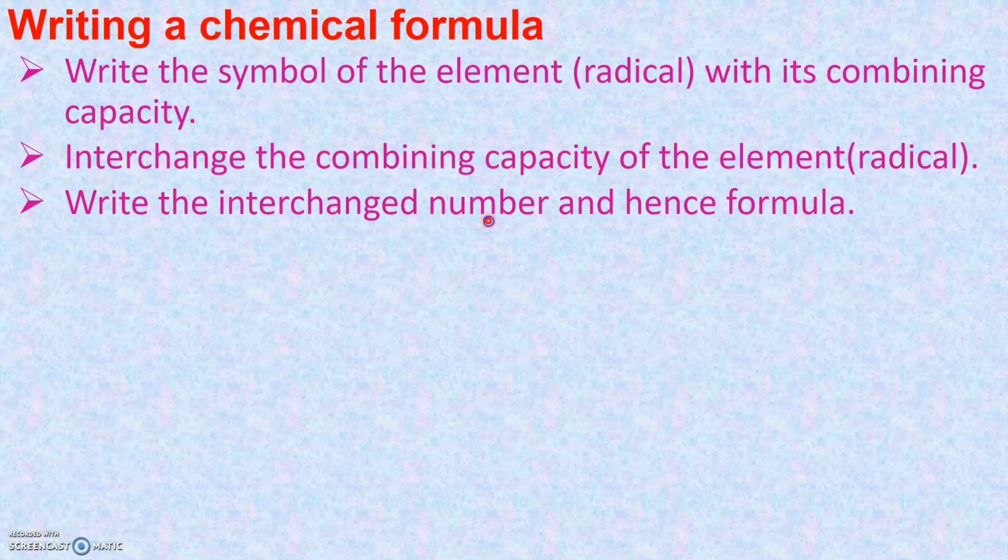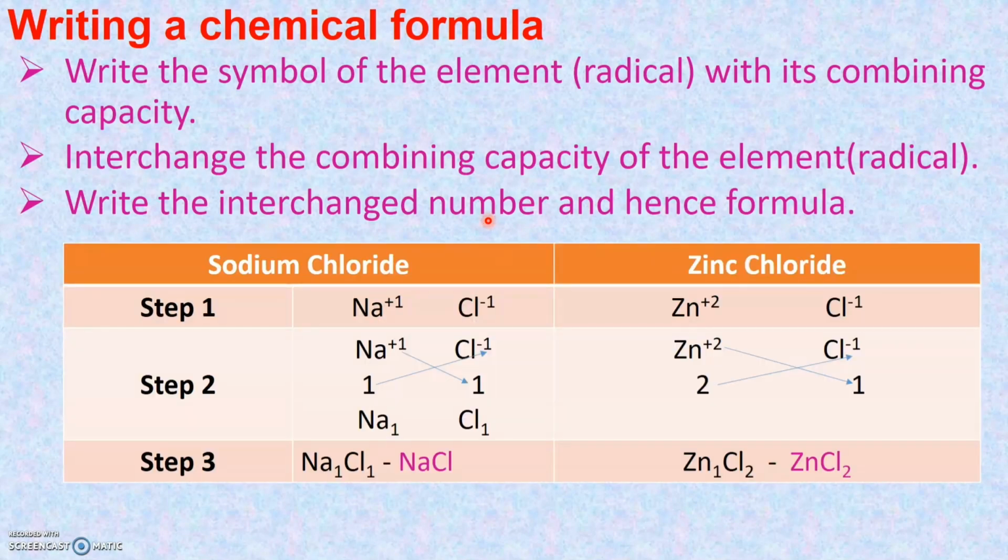Now let us understand this by taking two examples. The first one is sodium chloride. Now we know that the chemical formula of sodium chloride is NaCl. Now let us see how we will derive with this formula NaCl. What is the first step? We need to write the symbol of the element with its combining capacity.